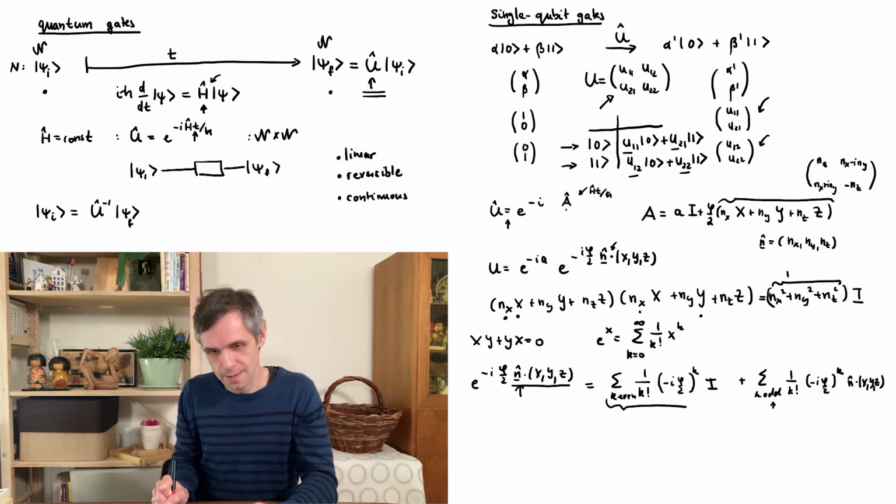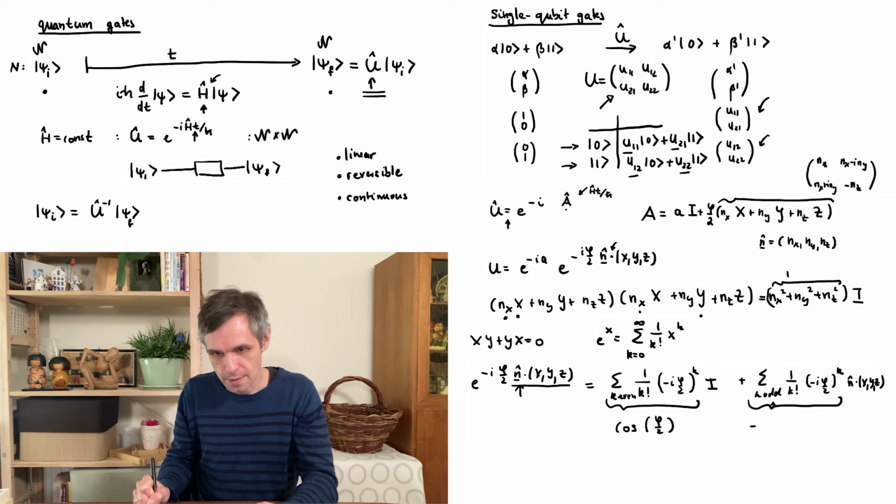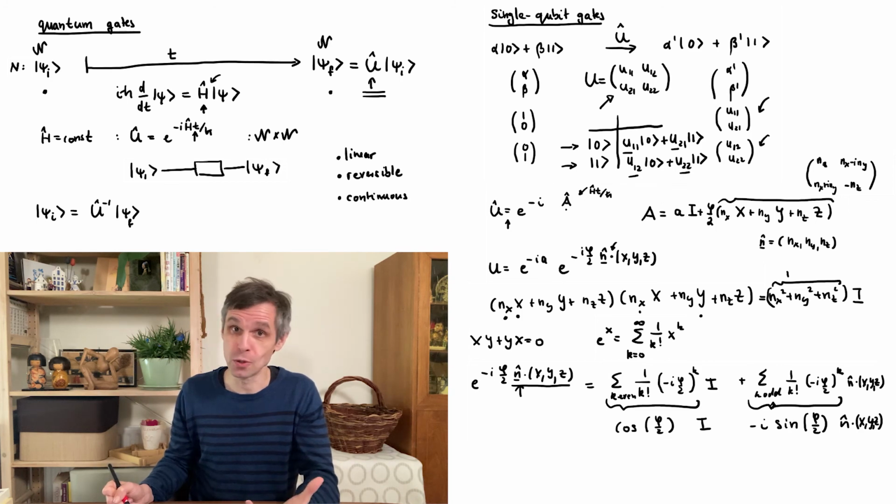Here we now have just sums that only involve numbers, and they coincide to the definition of the real and the imaginary part of an exponential function with an imaginary argument. So this simply becomes the cosine of phi over 2, and this becomes minus I times sine of phi over 2, multiplied simply by the identity matrix, or this combination here. So this is the general expression that I wanted to derive here.